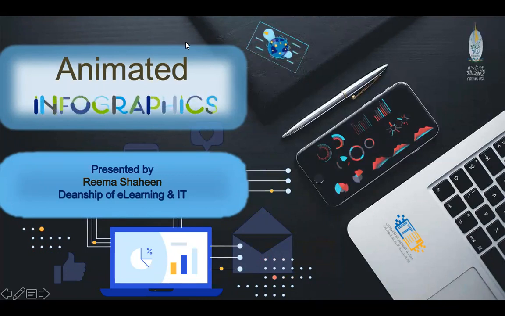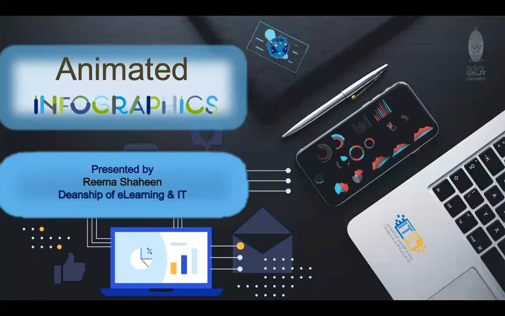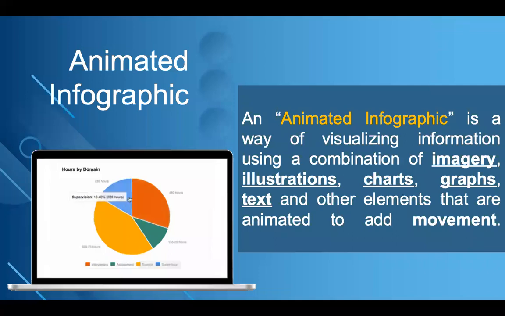So now, let's start today's topic, that is animated infographic. What is the meaning of animated infographic? Let's start with the actual definition. An animated infographic is a way of visualizing information using a combination of images, illustrations, charts, graphs, and text. These are the main assets of any infographic, and other elements that are animated to add movement.